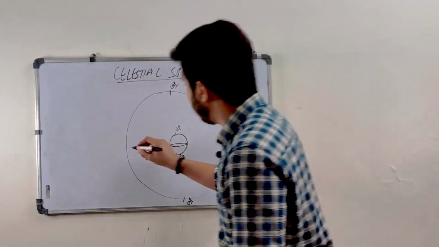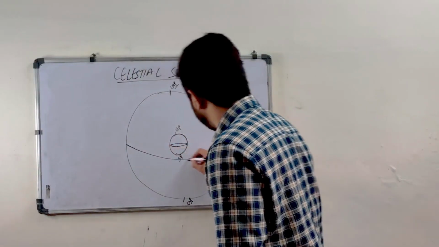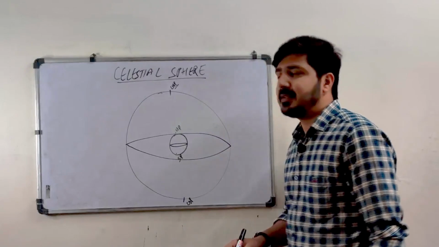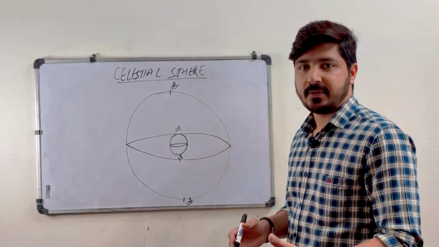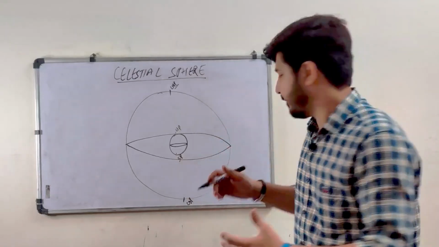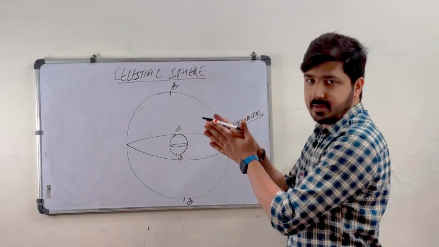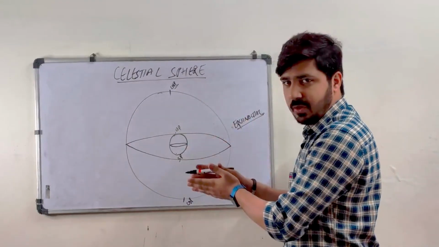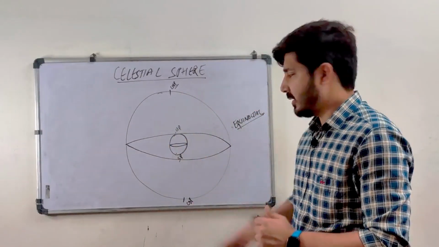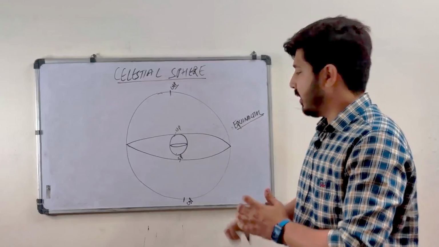Right? What is this? This is known as equinoctial. This is basically the projection of the equator onto the celestial sphere. So what does equinoctial do? It divides the celestial sphere into two halves, that is the Northern Hemisphere and the Southern Hemisphere, just like an equator. Okay.